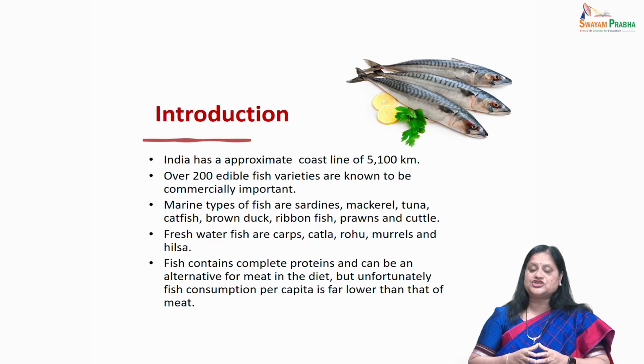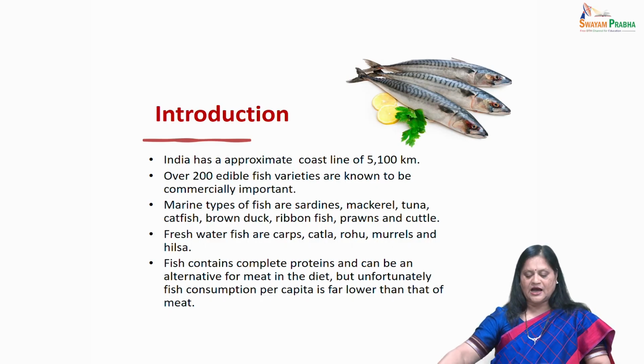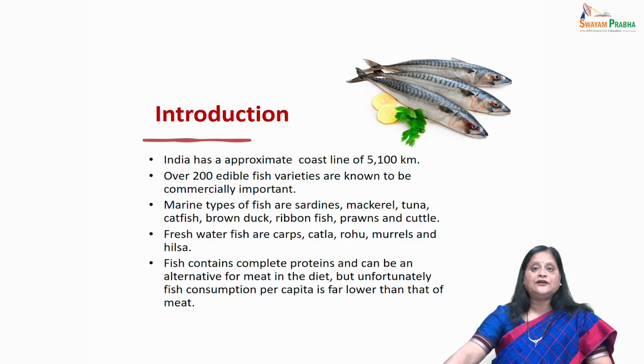Marine types of fish are sardines, mackerel, tuna, catfish, brown duck, ribbon fish, prawns and cuttle. Freshwater fish are carps, katla, rohu, murrel and hilsa. Fish contains complete protein and can be an alternative for meat in the diet. But unfortunately, fish consumption per capita is far lower than that of meat.